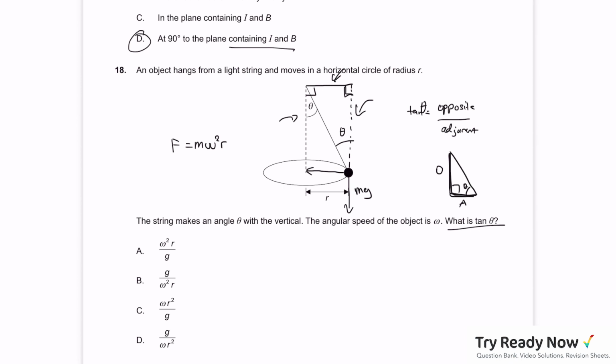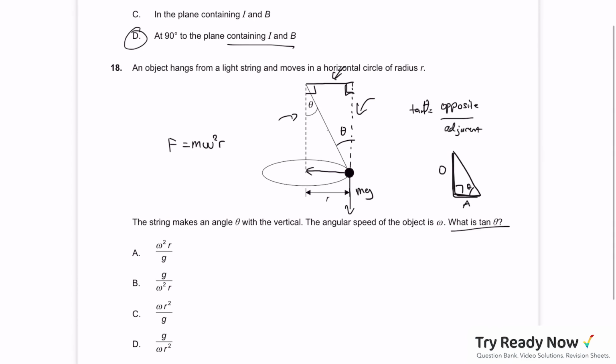Now, as I said, we're using tan theta, and the forces on this ball are tension here and weight, which is from the gravitational force. So this means that the adjacent is actually equivalent to this line here, and the opposite is this. Now the vertical line we know is mg.